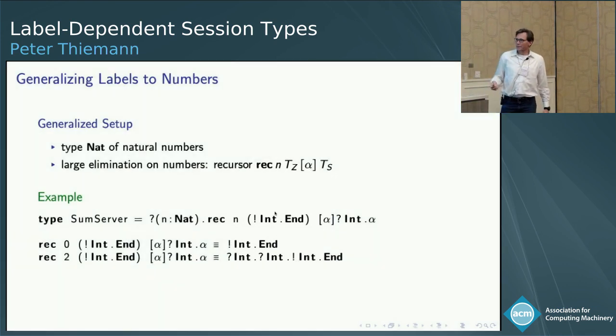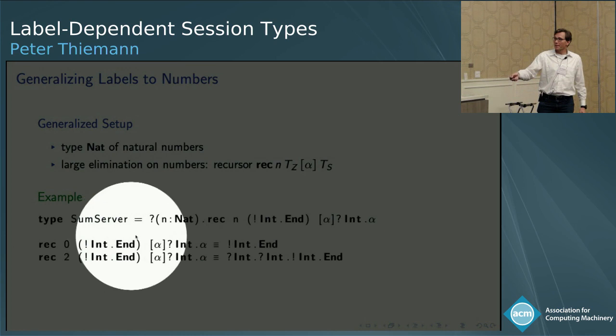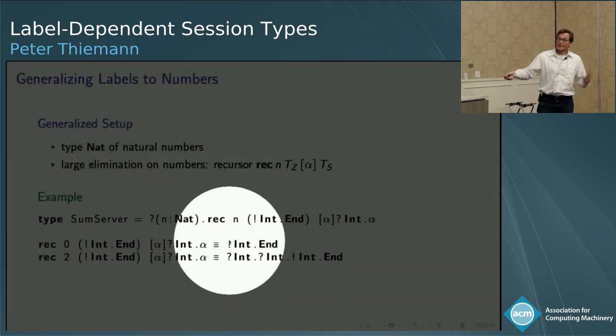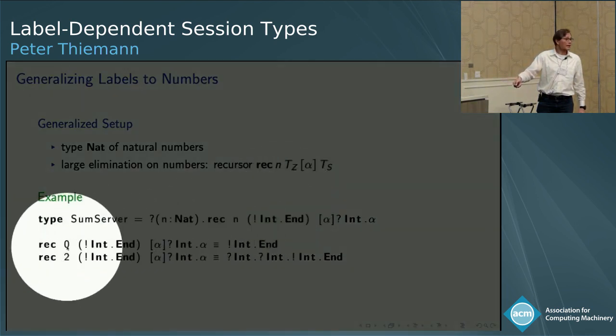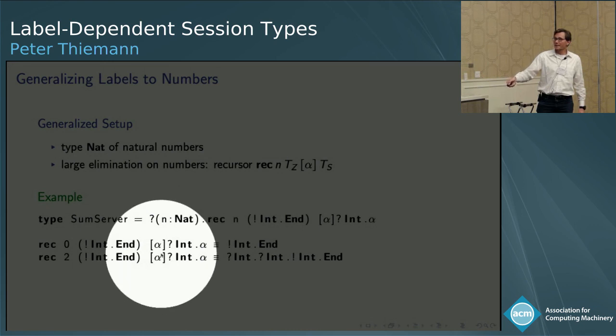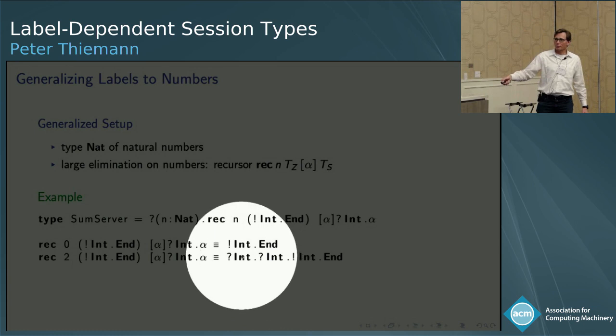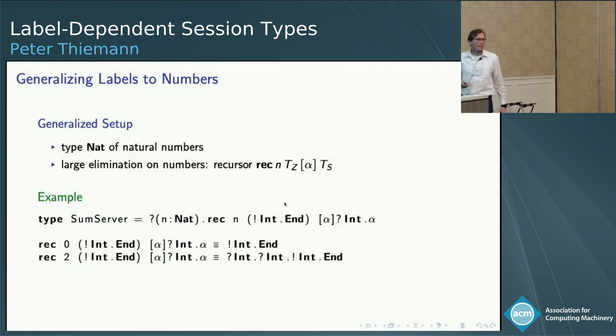The paper contains all the details. It's probably best to look here at the examples. If I instantiate n to 0, then the recursor evaluates, on the type level, just to send an integer and end. Similarly, if, for example, I instantiate n to 2, then the successor part of the recursor unrolls twice, and we get this type where we receive 2 integers, send 1, and then finish the conversation.